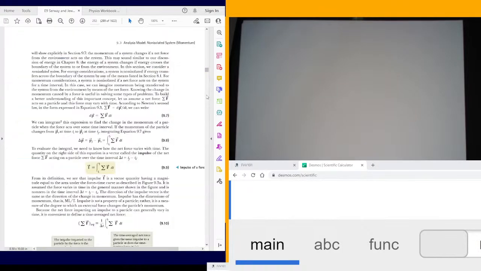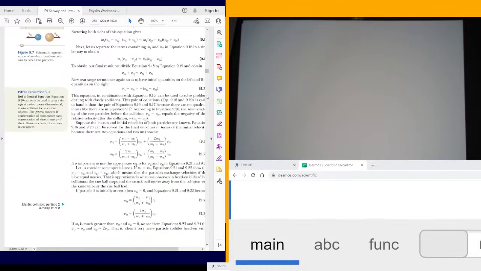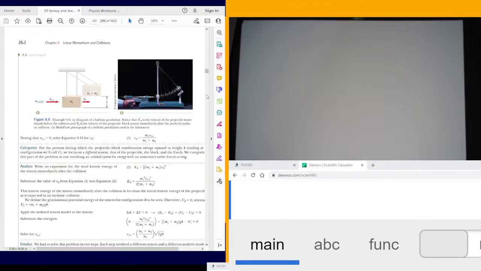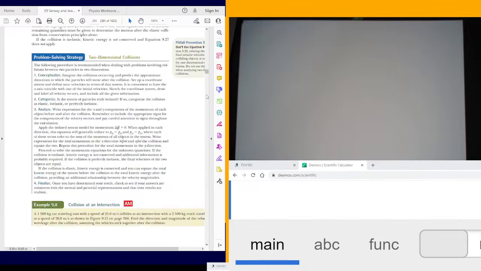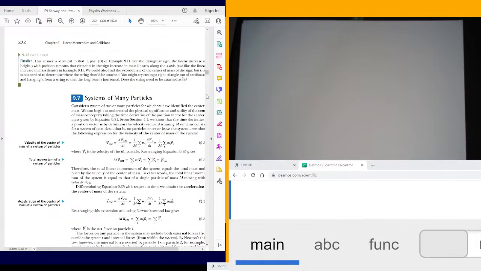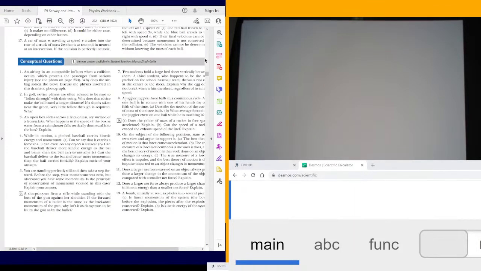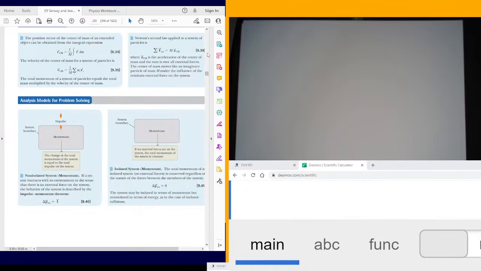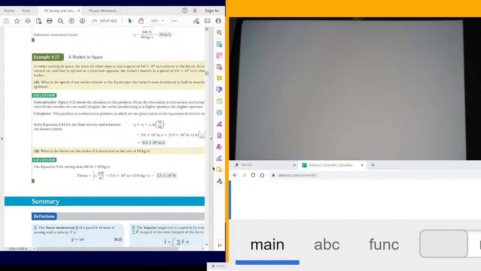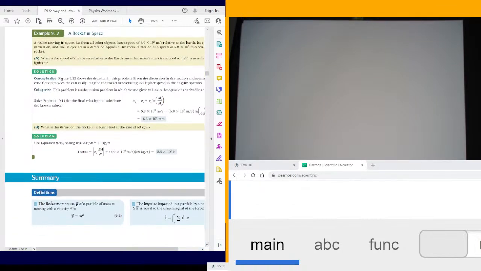the summary of the chapter. The summaries, guys, are really important. As the name says, it summarizes everything that was discussed in that chapter. Literally everything that is of importance in that chapter is discussed in the summary. Like here, the definition of linear momentum.